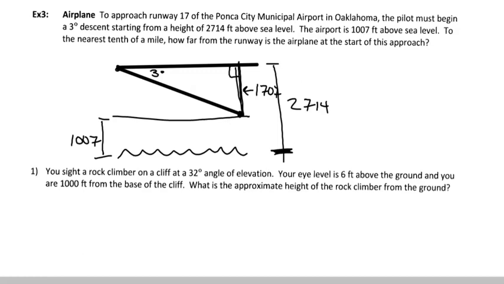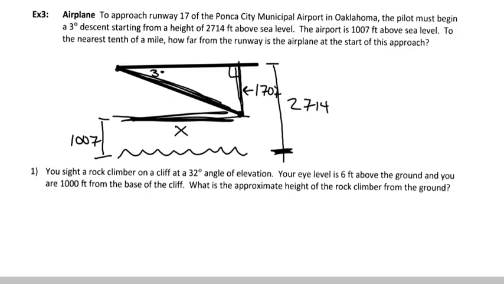Okay. And then let's see what we're solving for. To the nearest tenth of a mile, how far from the runway is the airplane? Now this is kind of confusing because we don't know if they're talking horizontal distance from the runway or if they're talking how much does the plane have to pass through the air. Let's go ahead and pretend like they're talking about horizontal distance. So we're really trying to figure out what that is.